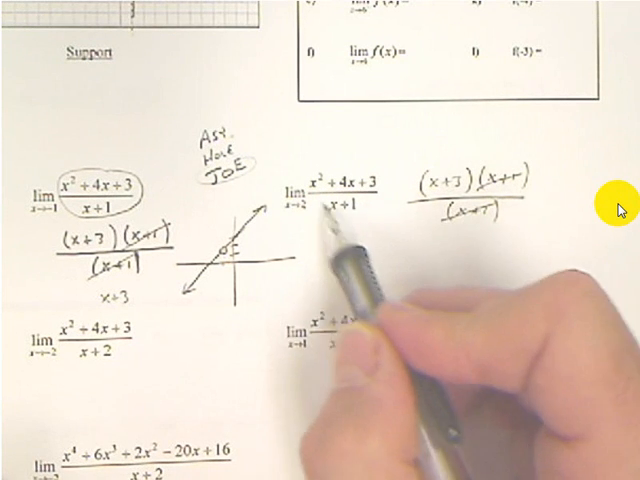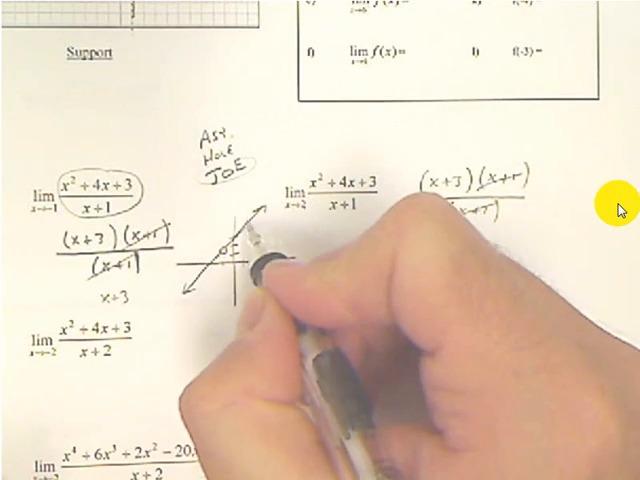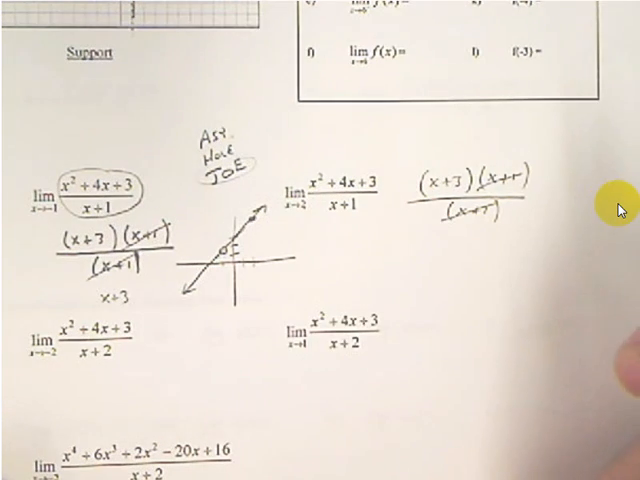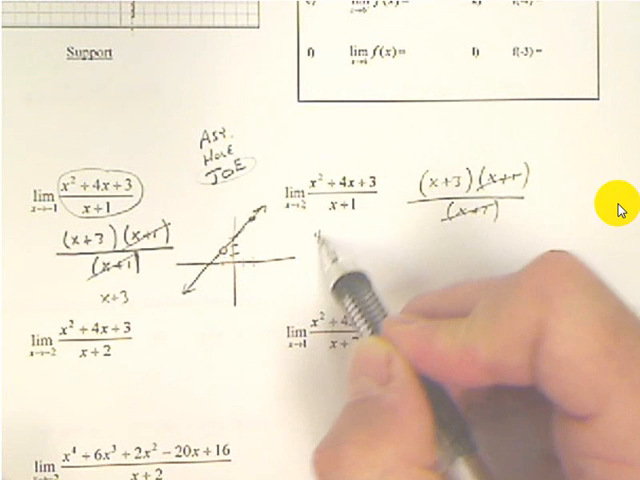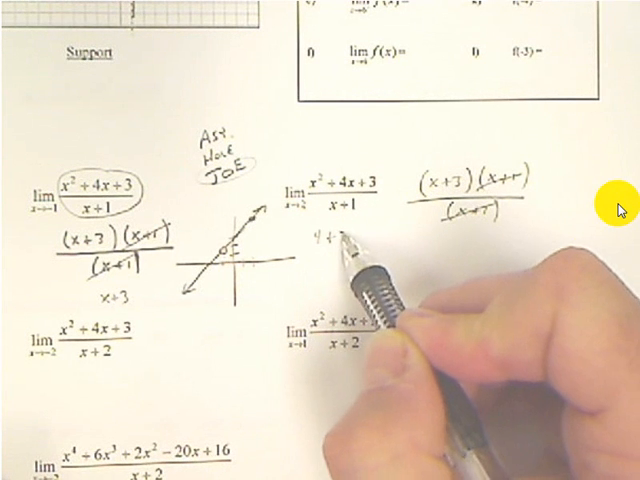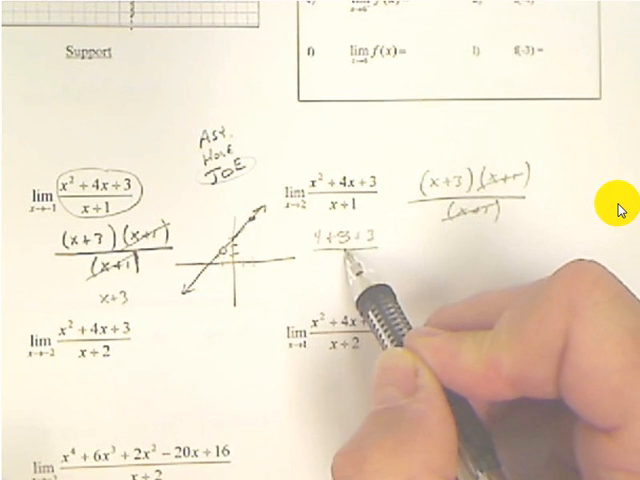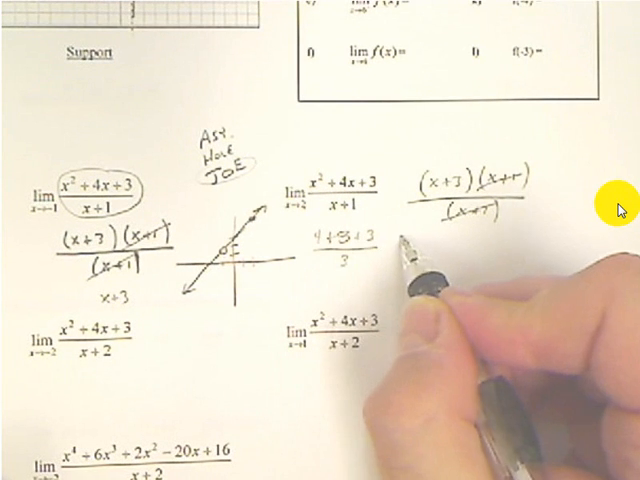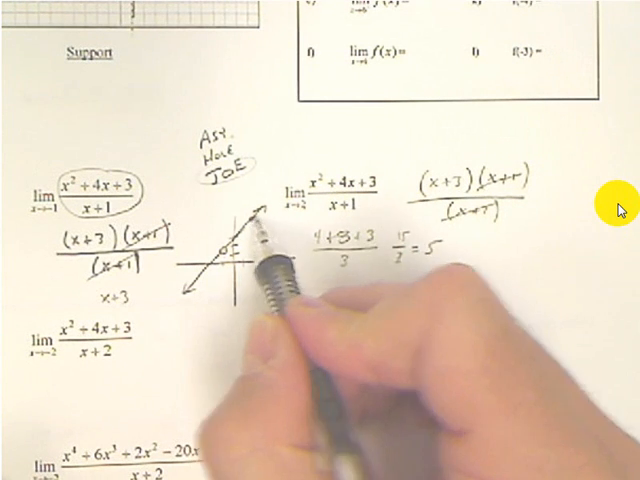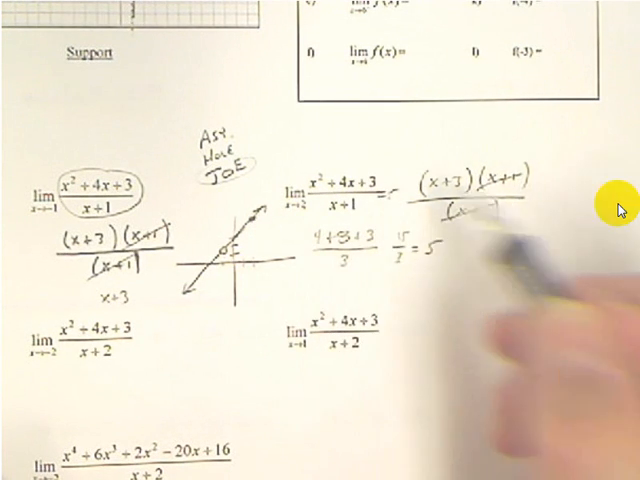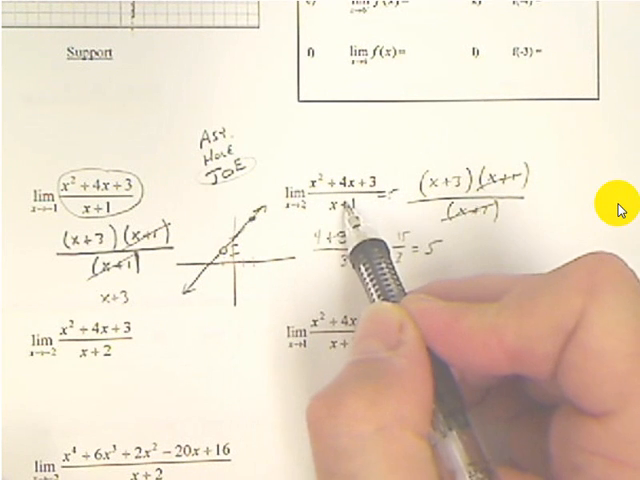If you plug 2 into this equation, which we remember is this graph, basically we are finding this y value right here. Well, if I use this equation right now, I would get 2 squared is 4, plus 4 times 2 is 8, plus 3, all over 2 plus 1, which is 3. 15 over 3, which is 5. So the answer to this problem is 5. So to find the limit at an ordinary point, you just plug it into the equation.